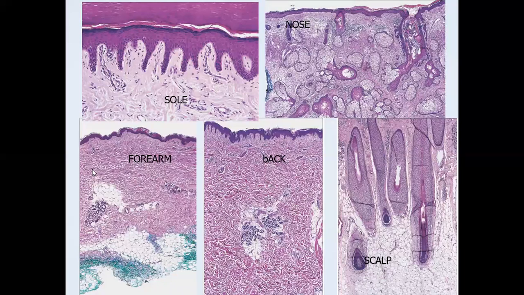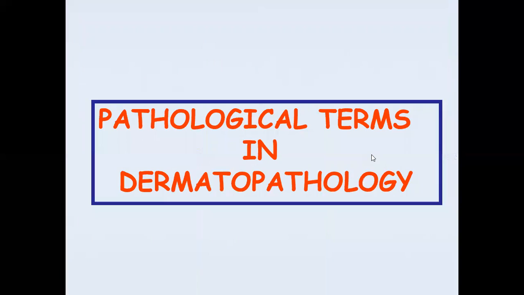In forearm and back, the skin is almost similar, with a normal epidermis and a thick dermis. These are the sweat coils, and this is the subcutaneous fat. In scalp, particularly, there will be a large number of terminal hair follicles. So a number of follicles will be seen in any biopsy section.